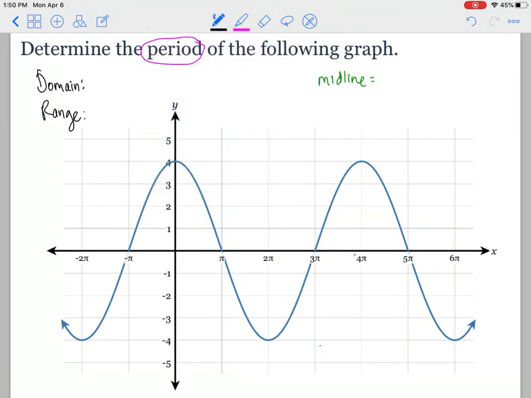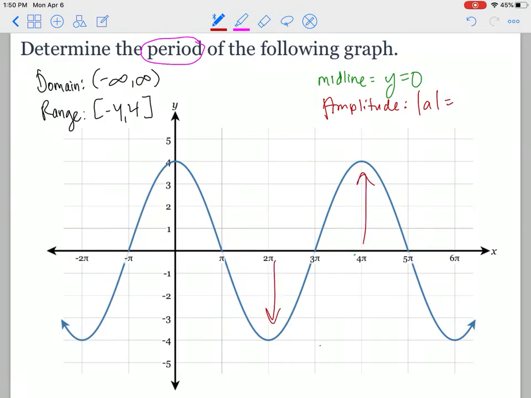So first, let's review our domain and range. Go ahead. Looks like the domain and range is all reals again, and it's going from -4 to +4. The midline again, go ahead. What's exactly in the middle? Now the amplitude. How far from the middle did you go up and down? All right, so the new word is now period.